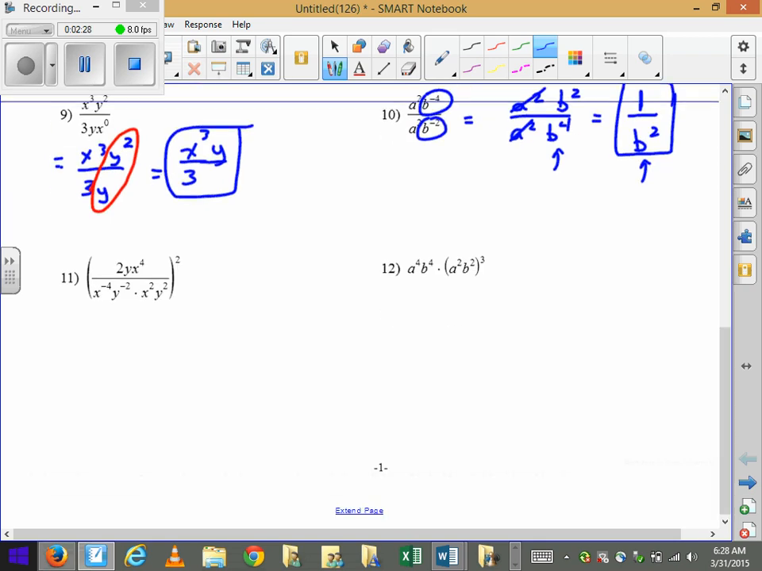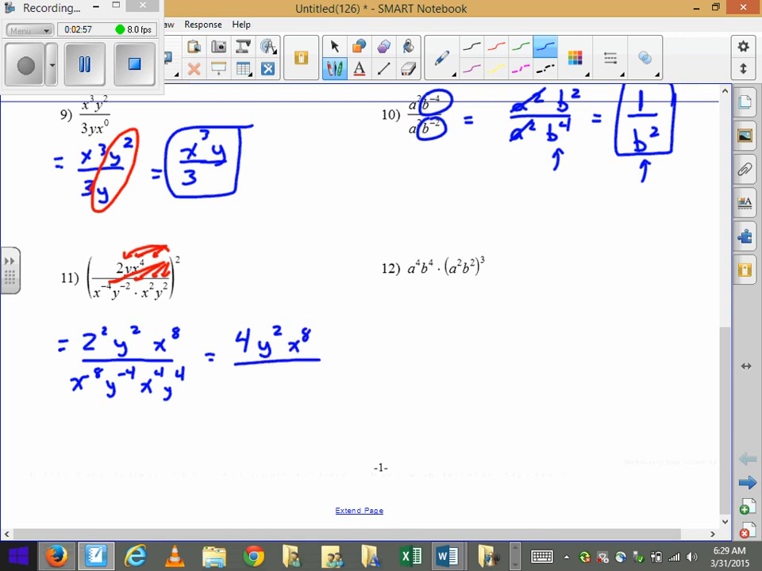All right, number 11, a lot going on here. That 2 is outside the total parentheses, so everything in here gets squared. So we end up with 2 squared, y squared, x to the 8th over x to the negative 8th, y to the negative 4th, x to the 4th, y to the 4th. All right, so 2 squared is 4. The y squared is going to stay put. The x to the 8th is going to stay put.